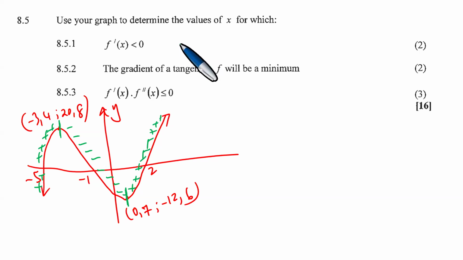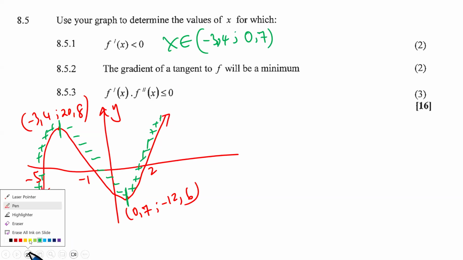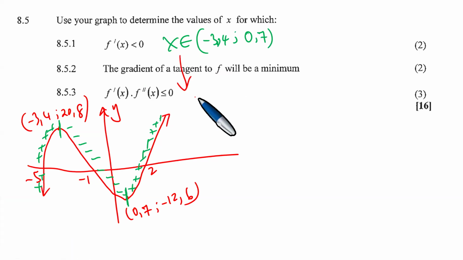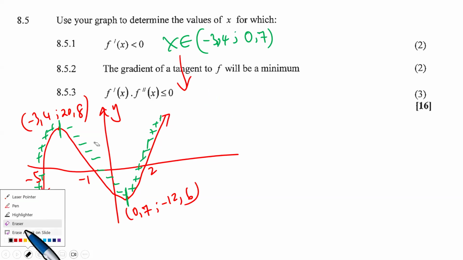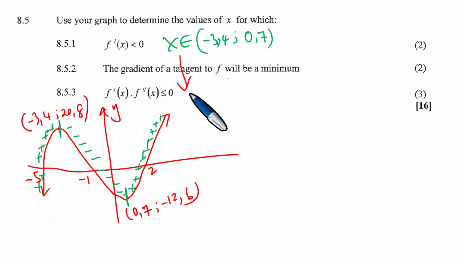The gradient is clearly negative whenever x is an element of the open interval (-3,4; 0,7). Now, this can be written in many ways. Let me write a different notation, but the same result. You can say -3,4 is less than x less than 0,7.